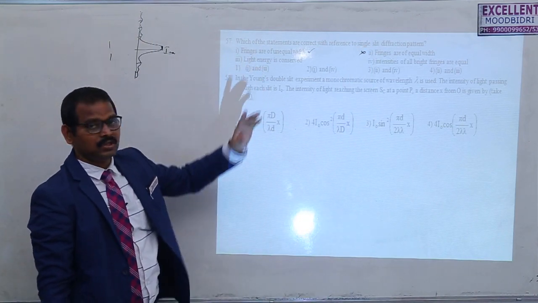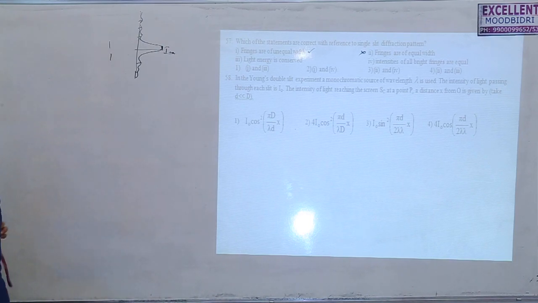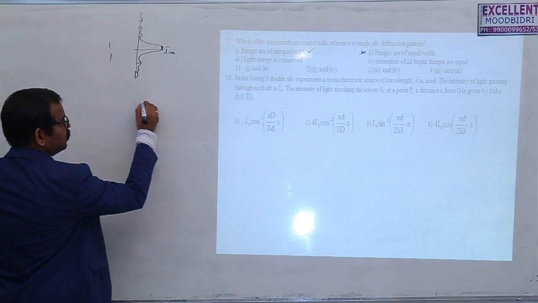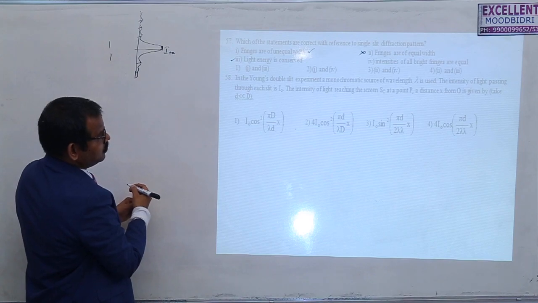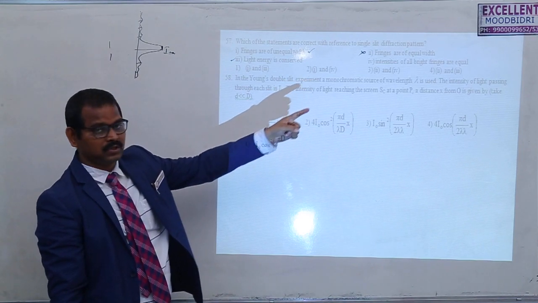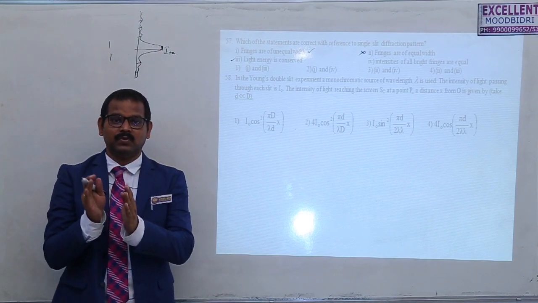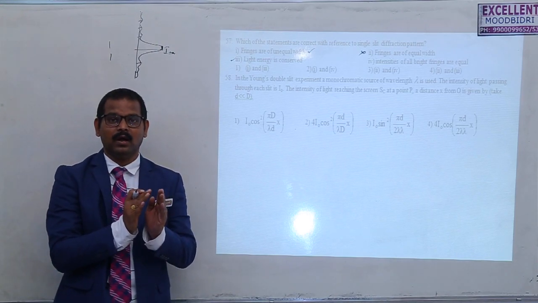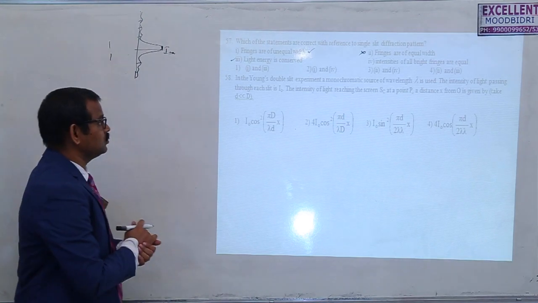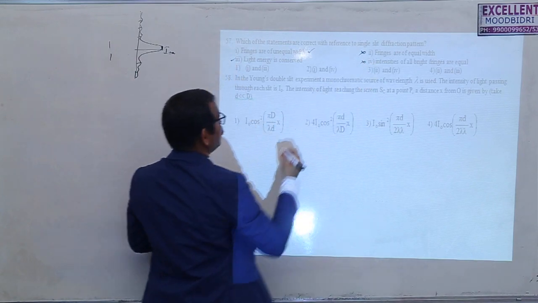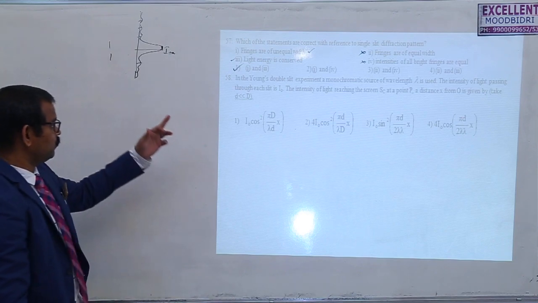Second one is wrong. Light energy is conserved, whether it is interference or diffraction, the total energy is always conserved here. That's why energy is conserved. So this is also correct. So the correct answer is 1 and 3, because intensity of all fringes are not equal in diffraction. But in case of interference, all the bright fringes will have same intensity and all dark fringes will have 0 intensity if the amplitude of the coherent sources are same. So that's why this fourth one is wrong. So the correct answer is 1 and 3. So that is option 1.